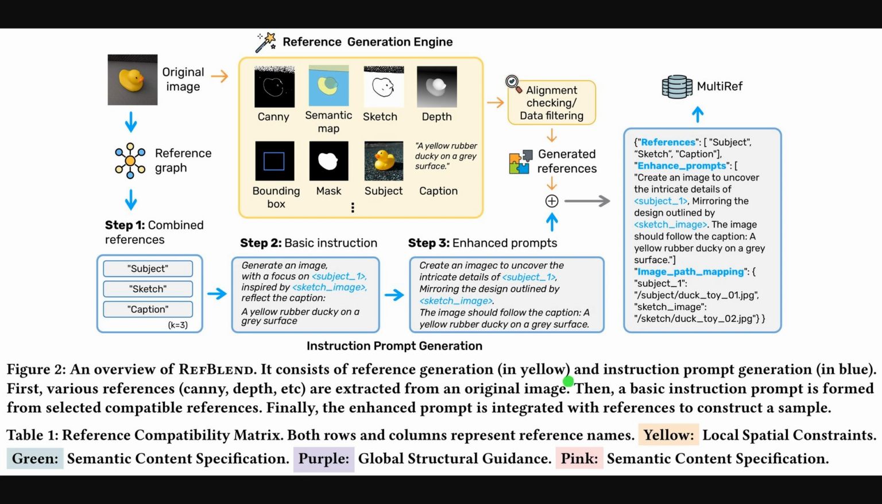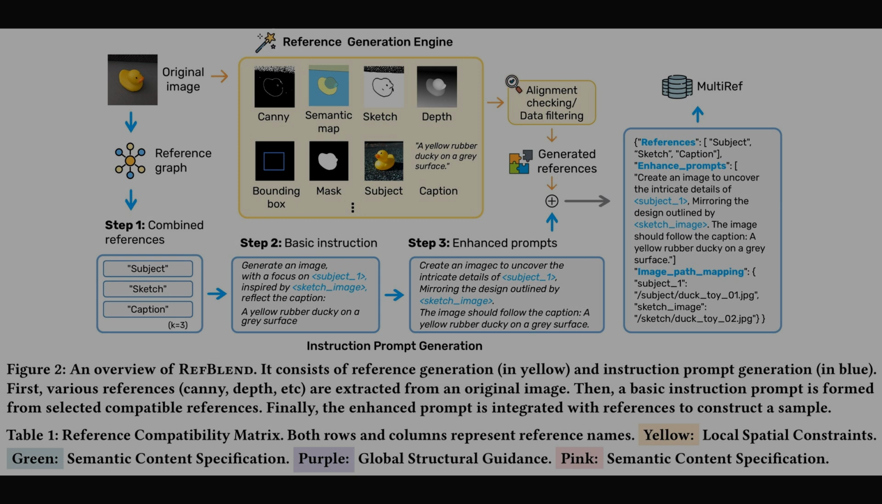Building on that, this figure shows the RefBlend pipeline from raw image to finalized training sample. On the left, references like canny edges, depth, masks, and subjects are extracted and filtered, which creates a pool of compatible visual cues. In the middle, the system selects a set of references, writes a basic instruction, then enhances it so the prompt explicitly ties to each reference. On the right, the enhanced prompt and linked images are packaged into a multi-ref sample.